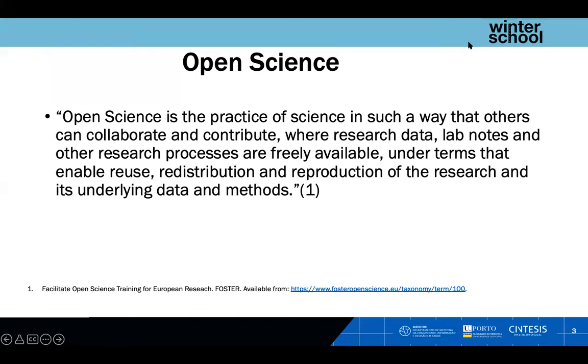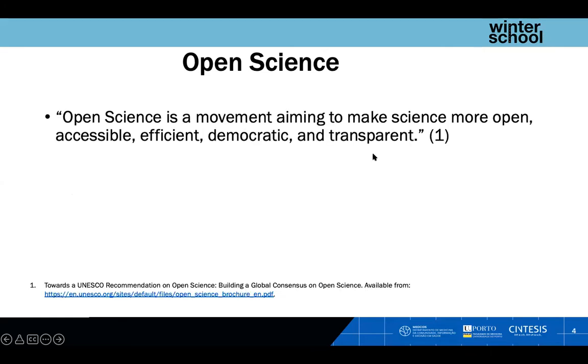And obviously, because if most of the research is being funded by public funds, the logical and fair thing is that research should be made available to us taxpayers that have been funding that kind of research. Obviously, other issues also revolve around open science, that involve the redistribution, the reuse, and the reproduction of the data that the scientists use to convey their messages. So this is a movement that aims to make science more accessible, more efficient, more democratic, and a more transparent way of doing research.